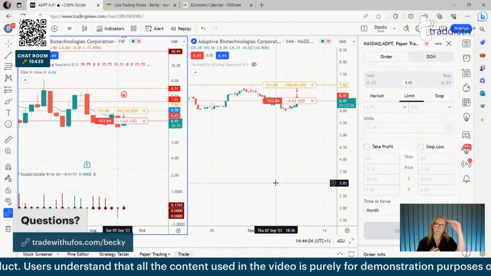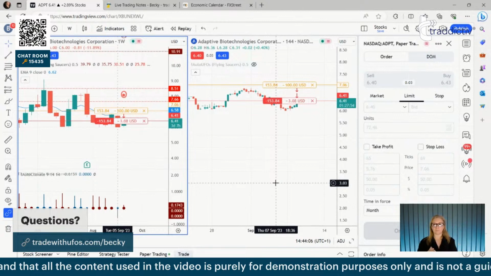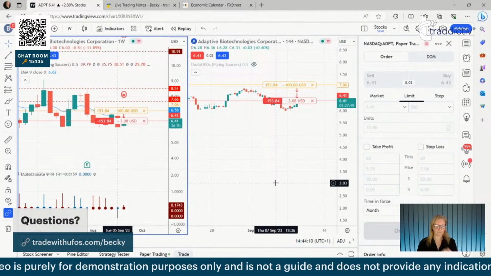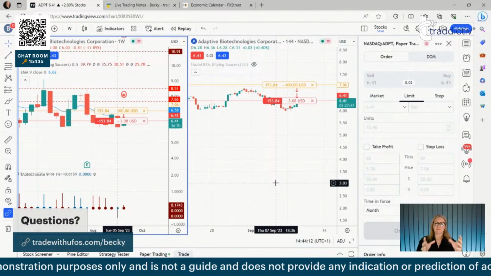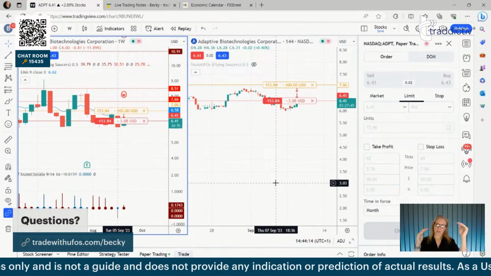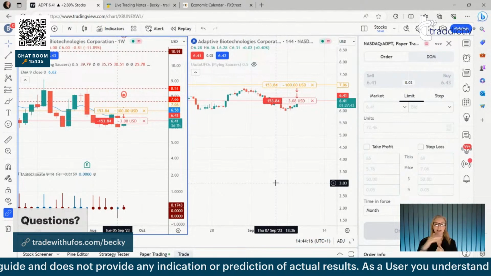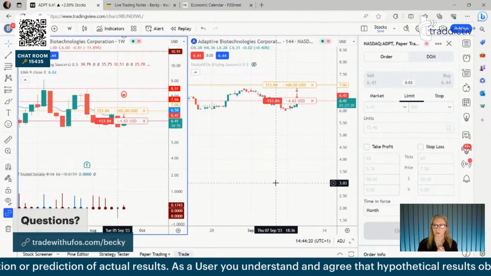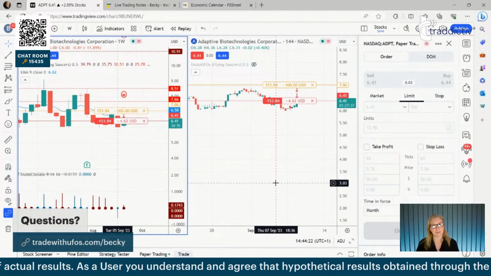We trail that stop loss so that if price were to spike up on its way, the bug just flew into my eye. So if price does spike up, then we have the ability to get out at a small profit, even if we don't take it all the way to zero, which hopefully doesn't happen for Adaptive Biotechnologies.